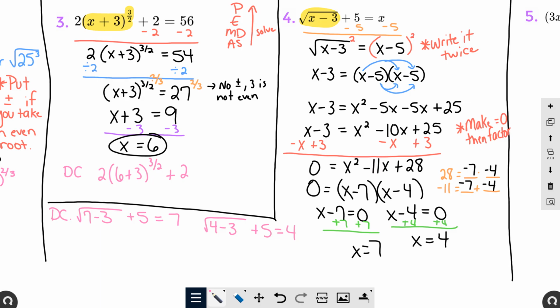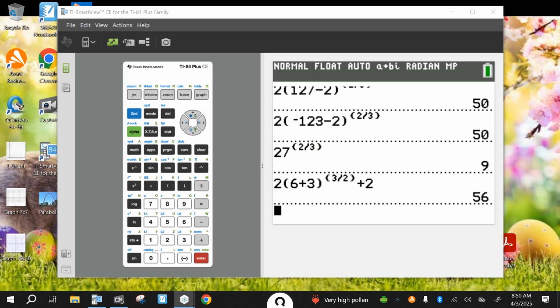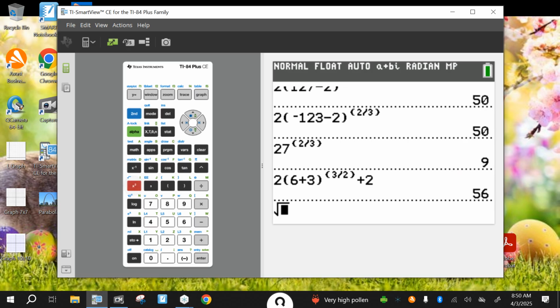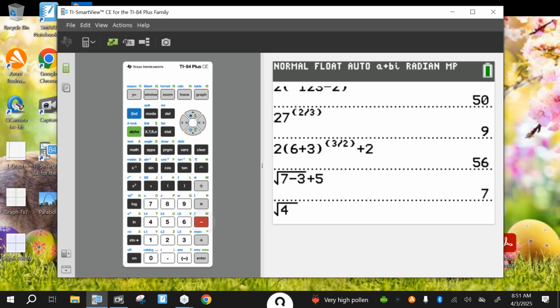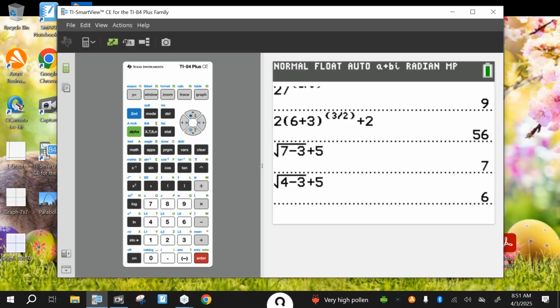So we want to plug 7 in for all of those x's. So we can use our calculator. You could also use your brain on this one if you wanted to. Now, after you type in the 7 minus 3, you have to right arrow and put your plus 5. Does that equal 7? Yes. So now we do the same thing with 4. 4 minus 3, right arrow, plus 5. It should equal back to be 4.